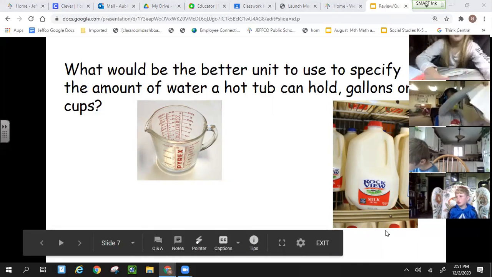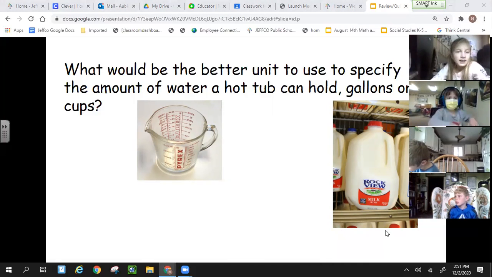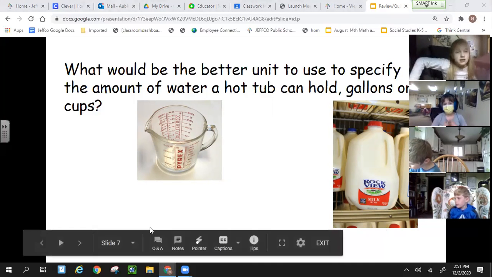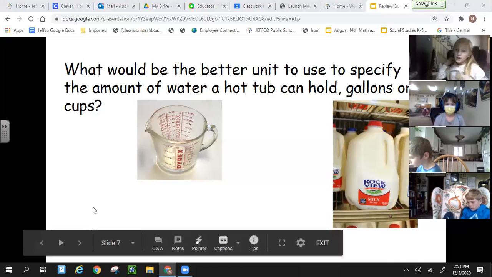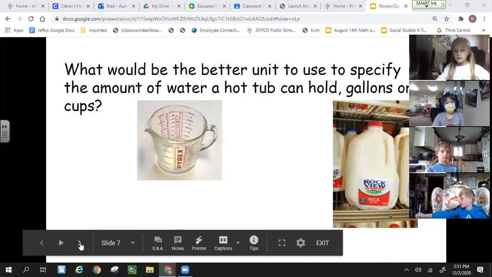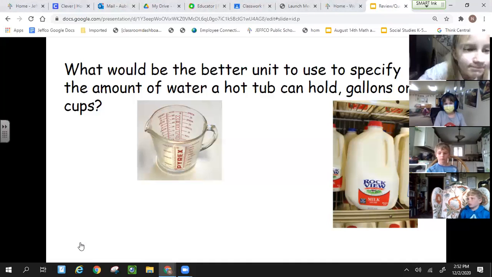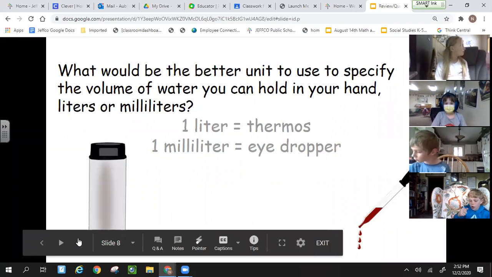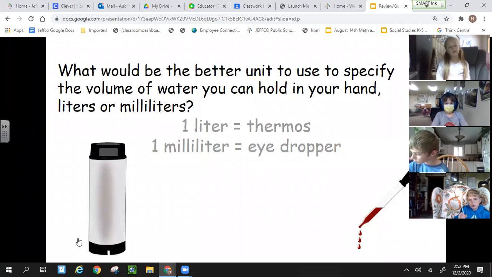Much better. Madison, can you unmute and explain your thinking? Good job, Lila. I think it's gallons because the hot tub is bigger than cups. Yes, it's going to hold a lot of liquid, right? A lot of water. So you need a large unit.